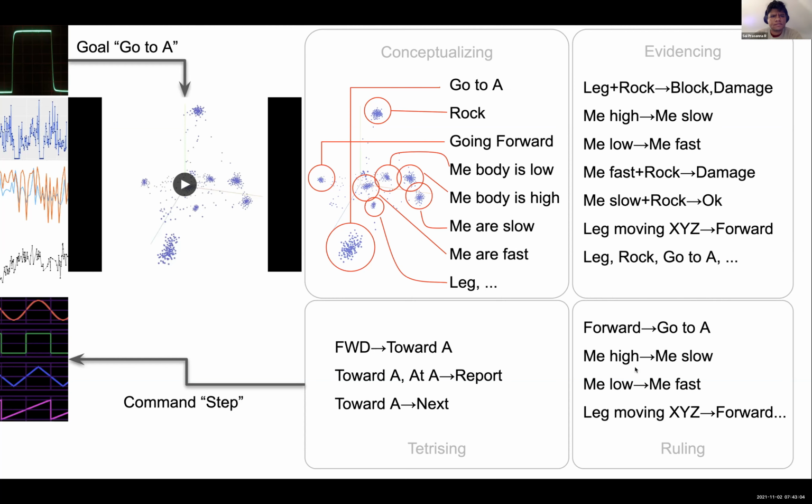What I'm trying to do here is to reduce the number of assumptions and to reduce the number of things that I have to tell the robot in order for it to learn.